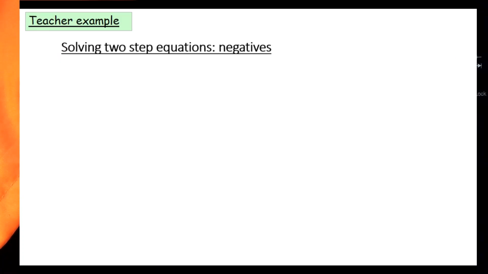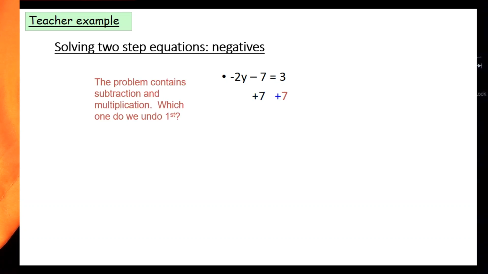Moving on. Okay, so now solving two-step equations that involve negatives. First thing that we need to move to the other side is the minus 7. So the inverse of minus 7 is plus 7. So we plus 7 to both sides. And we end up with minus 2y equals 10.